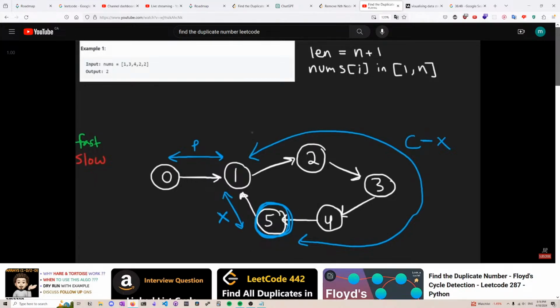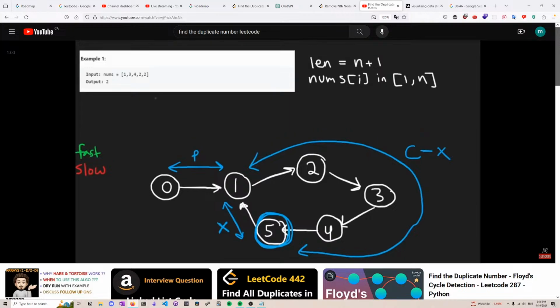So let's write that mathematical equation out. We know that 2 times the number of iterations the slow pointer does is equal to the number of iterations the fast pointer does. How many spaces it moves versus how many spaces the slow pointer moves. Of course, the fast one is twice as fast. That's why we have to multiply the slow one by 2 to make it equal to this one.